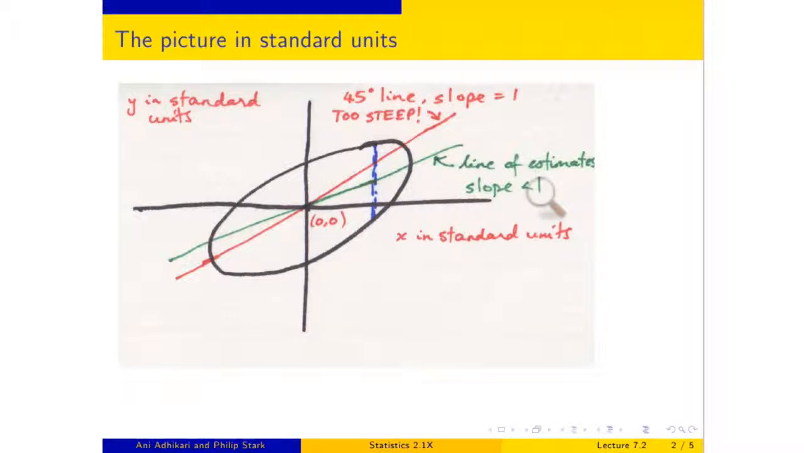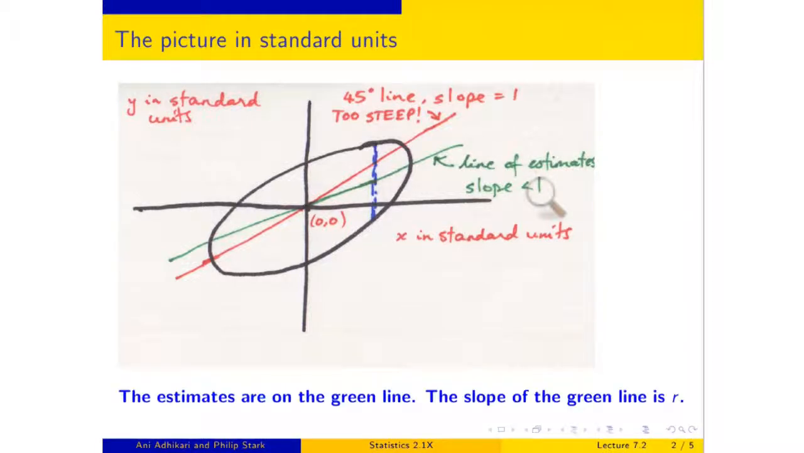And in this game, there is a very famous number between 0 and 1 that is floating around, and has been so for the last section. What is it? Yep, it's the correlation. The estimates are all on your green line, and the slope of the green line is the correlation. In fact, that is one of the ways in which the correlation was identified as being very important in this problem. So the slope of the green line is a fraction, and that fraction is called r.